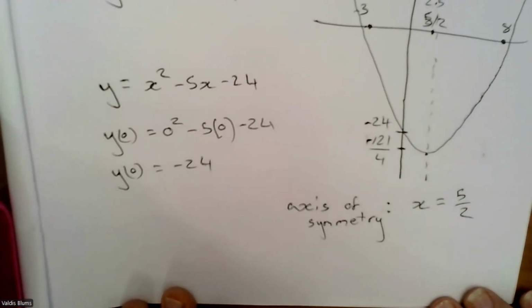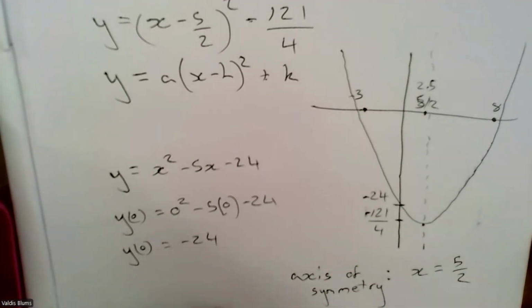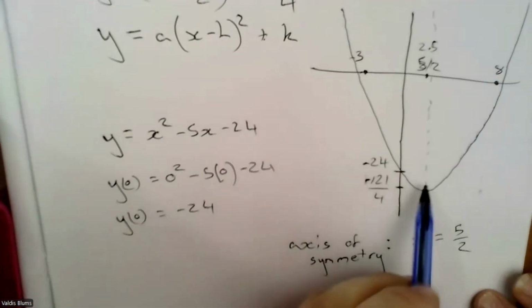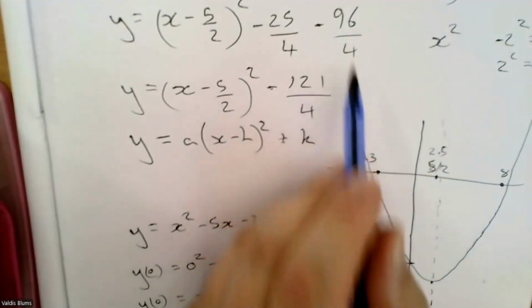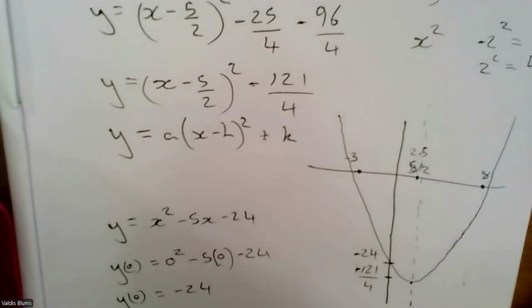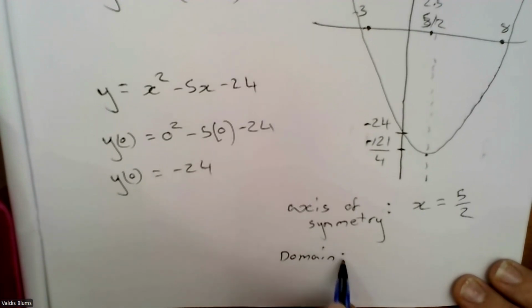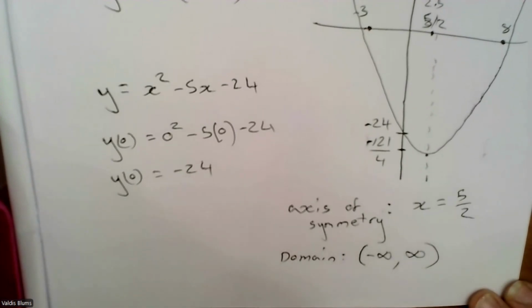And then for our domain and range, the domain is the horizontal part of this graph that this quadratic function can be plotted across. If we were to keep going for x values, it would keep shooting off in that direction, up and to the left, and in this direction, up and to the right. So our domain is actually negative infinity all the way to positive infinity.